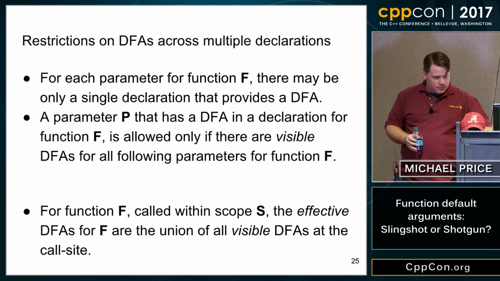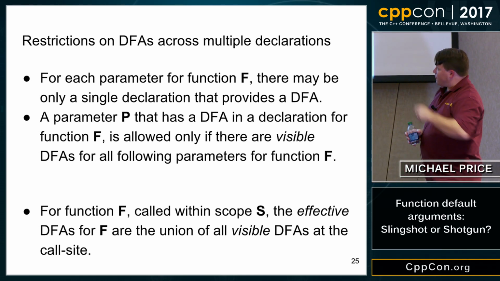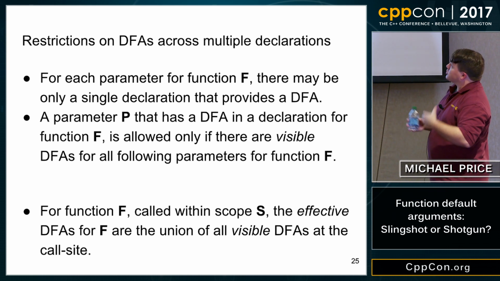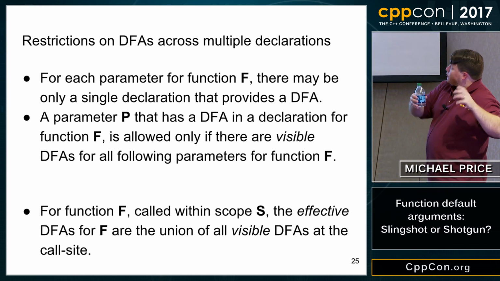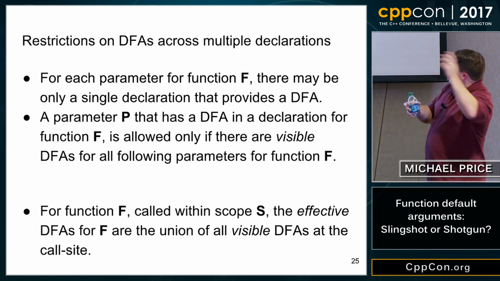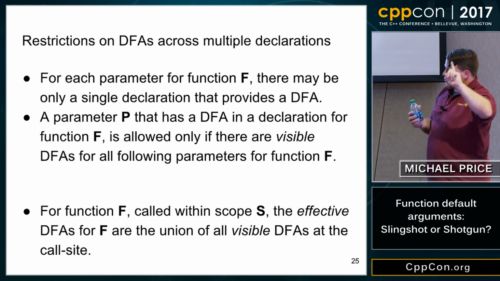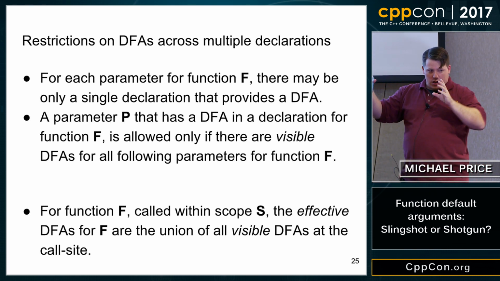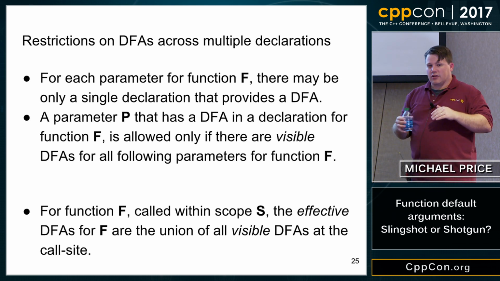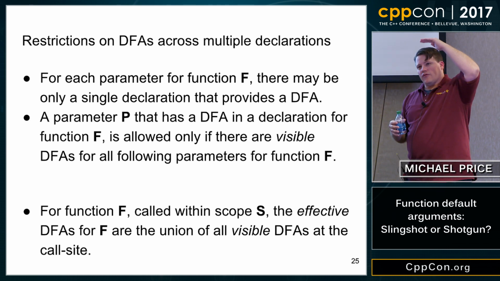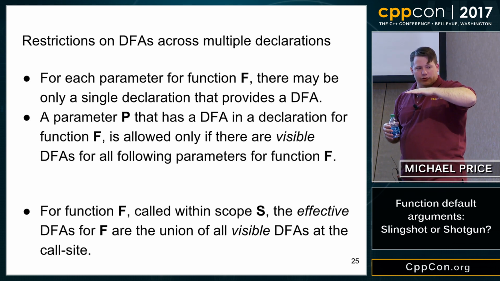Okay. All right. So a little bit of formalish language. So restrictions on them across multiple declarations. So given a function f, for each parameter in that function f, there will be only a single declaration that provides a default argument. Okay? So you can't say there's a default argument for parameter 2 here and another default argument for parameter 2 later on.